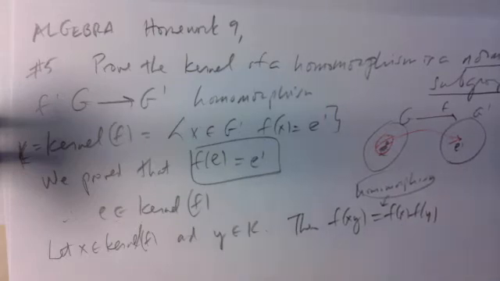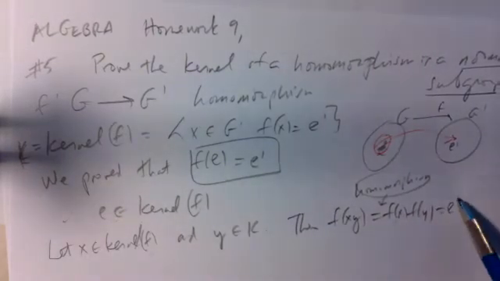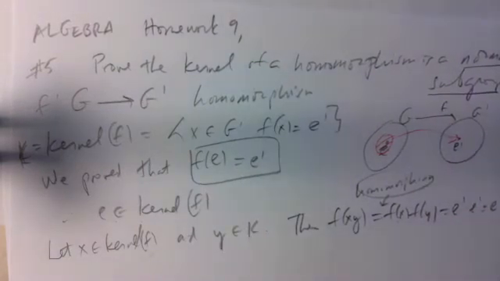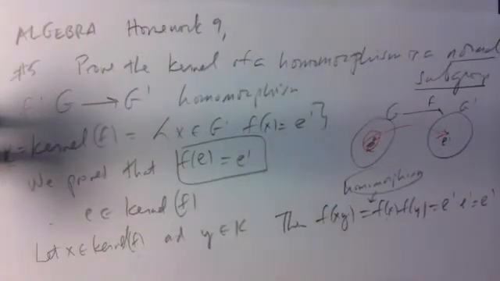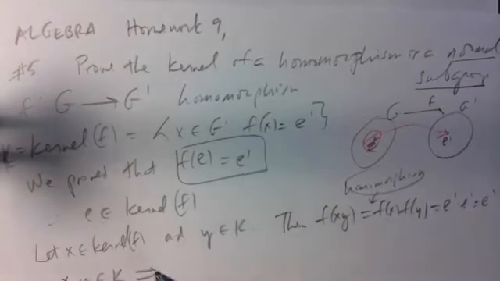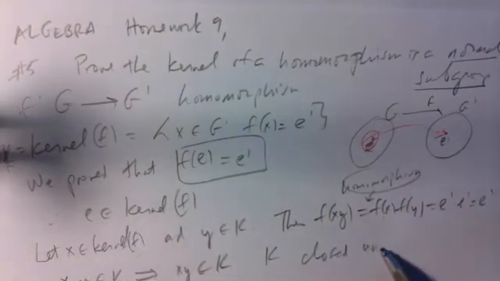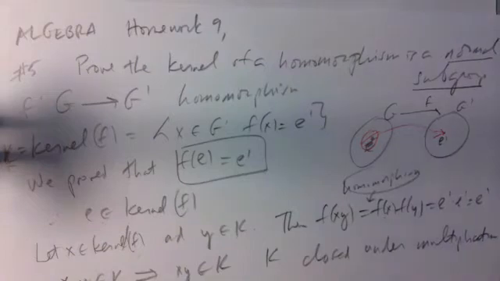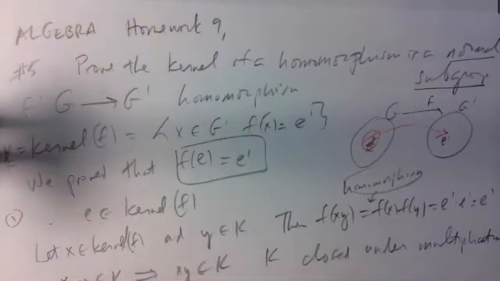Right? And because x is in the kernel, f of x is the identity. And because y is in the kernel, f of y is the identity. And the identity times the identity is the identity. So therefore, whenever x and y are in K, then xy is in K. So K is closed under multiplication. So this is the first thing we need to prove for a subgroup. This is the second. And the third is that the subgroup is closed under inverses.